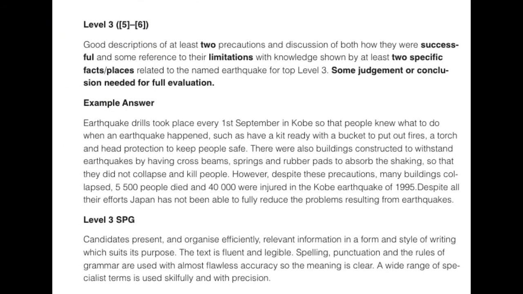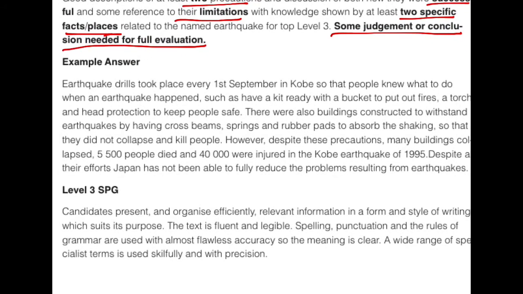Here's the level 3 mark scheme. Saying here good descriptions of at least 2 precautions and discussion of how successful and some reference to their limitations. You need to have 2 specific facts and places related to the named earthquake for top level 3, and some judgment or conclusion is needed for full evaluation. So you can see how our plan meets the requirements of the top level 3 answer.